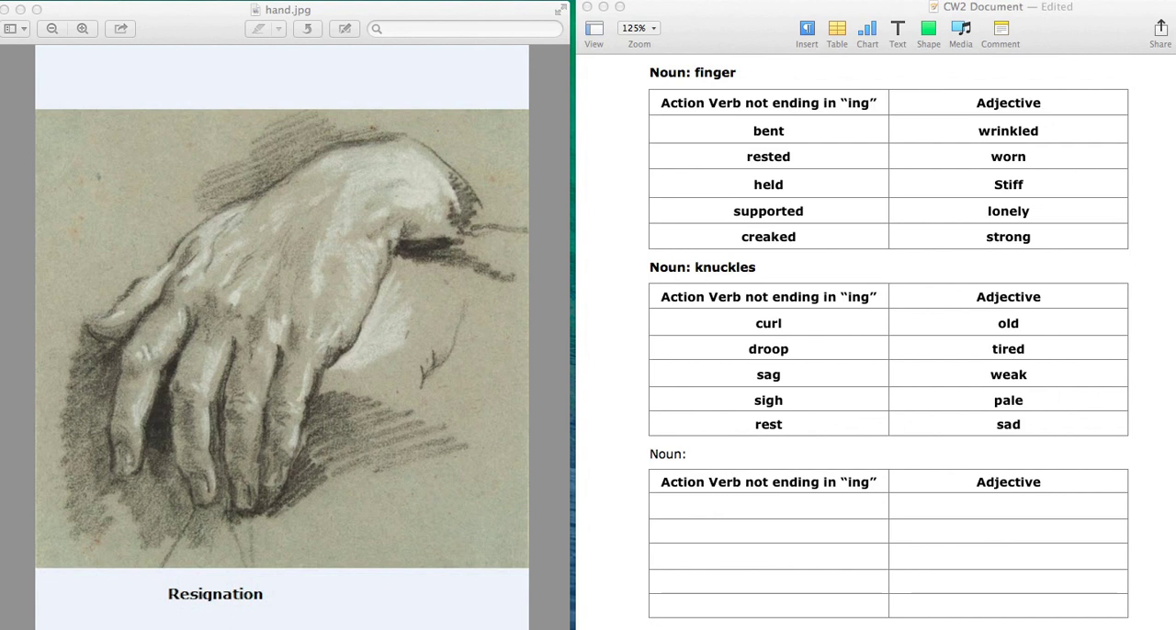Now notice what we can do. If we look at these words, we might come up with a sentence like this. The pale, weak knuckle curled as it rested on the strong but lonely smaller finger. And that's kind of what we are shooting for in the end. But for right now, let's just put together our word banks. You need to come up with 15 nouns and the words that apply to them.